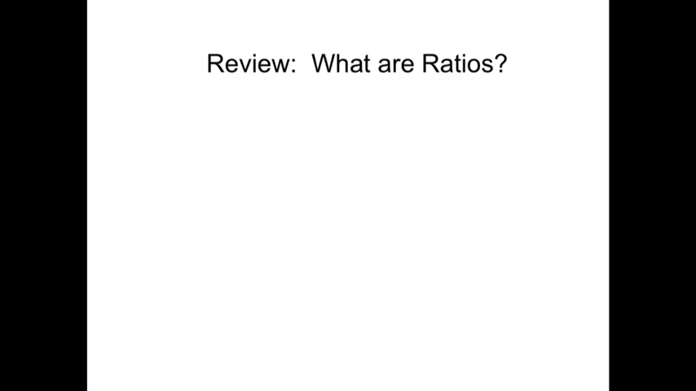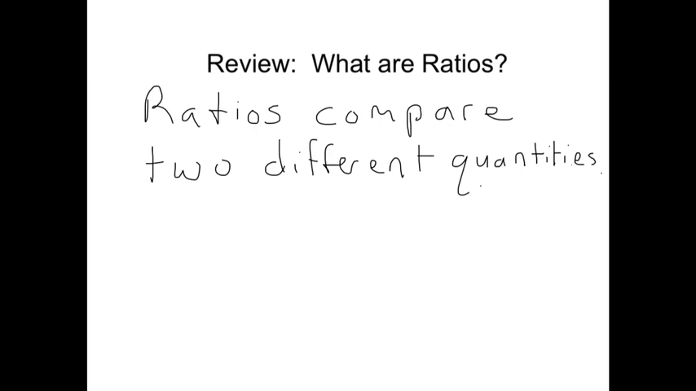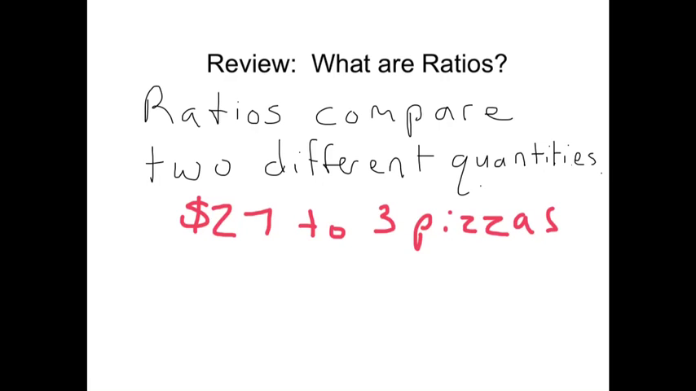Rate and unit rate. First, let's review what ratios are. Ratios are when we compare two different numbers or two different quantities. So if we wanted to compare, for example, the price, let's say $27, to the amount of pizzas that you can buy, 3 pizzas, this would be a ratio. We're comparing 27 to 3 pizzas.